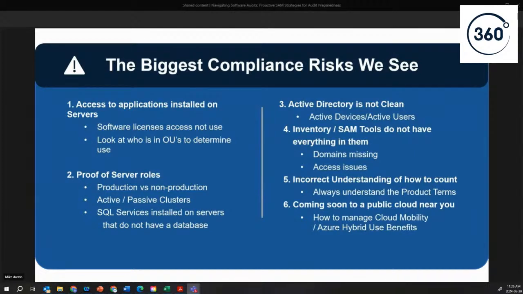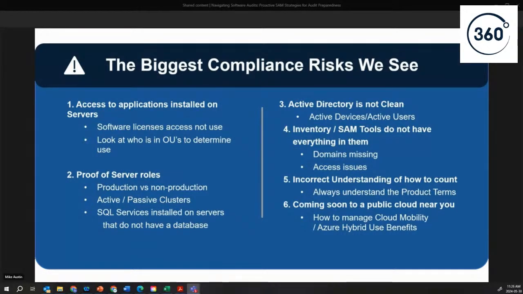A lot of the times people say, oh, we're okay, we've got a SAM tool, we've got Snow or Flexera or ServiceNow SAM Pro. But then they find out not everything's in them. It's missing domains, there are access issues, all of that. A lot of the times it's just incorrect understanding of how to count things.